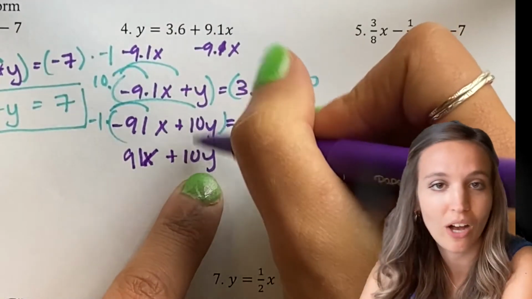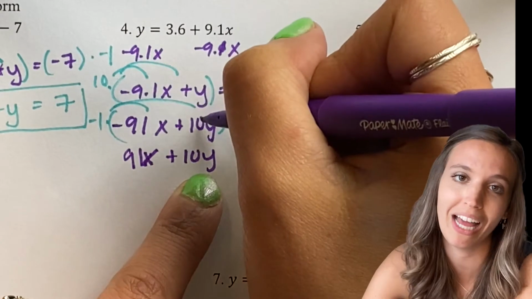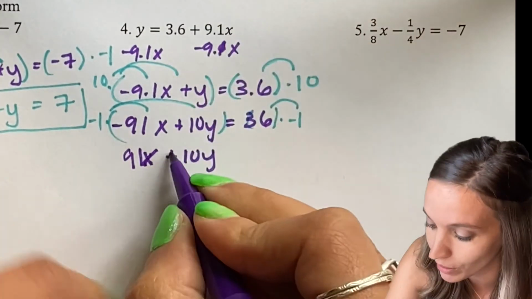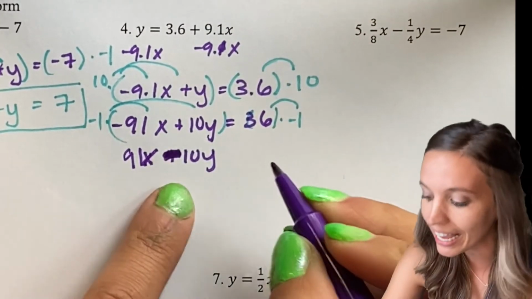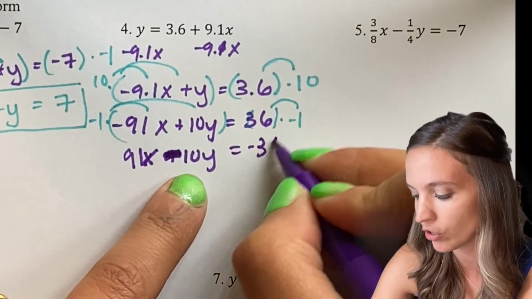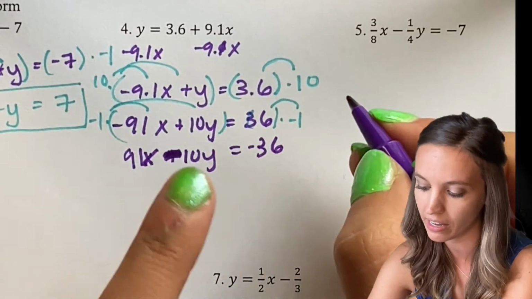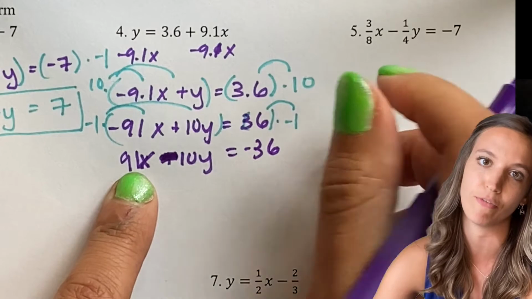Look what I did, you guys. I forgot to multiply in my negative to my 10y. Make sure you're being really, really careful there. Negative 10y equals negative 36. Everything gets that negative, and the 91 is the only thing left positive.